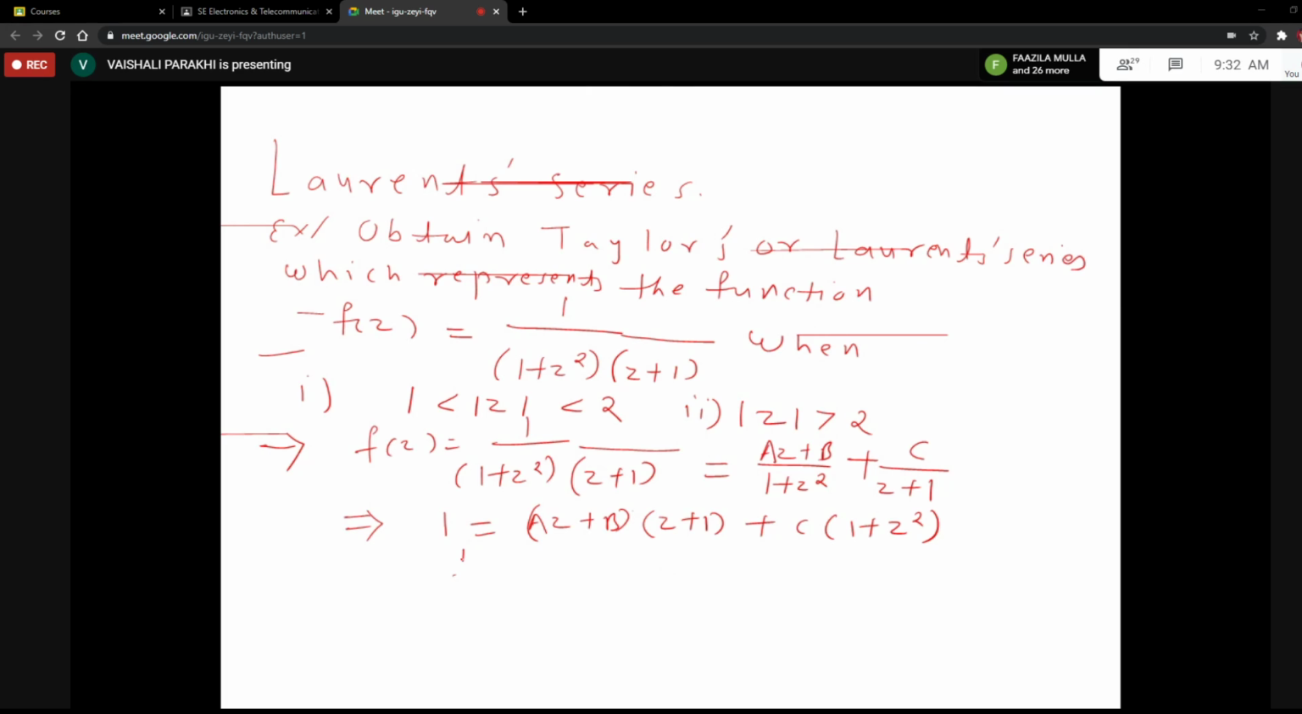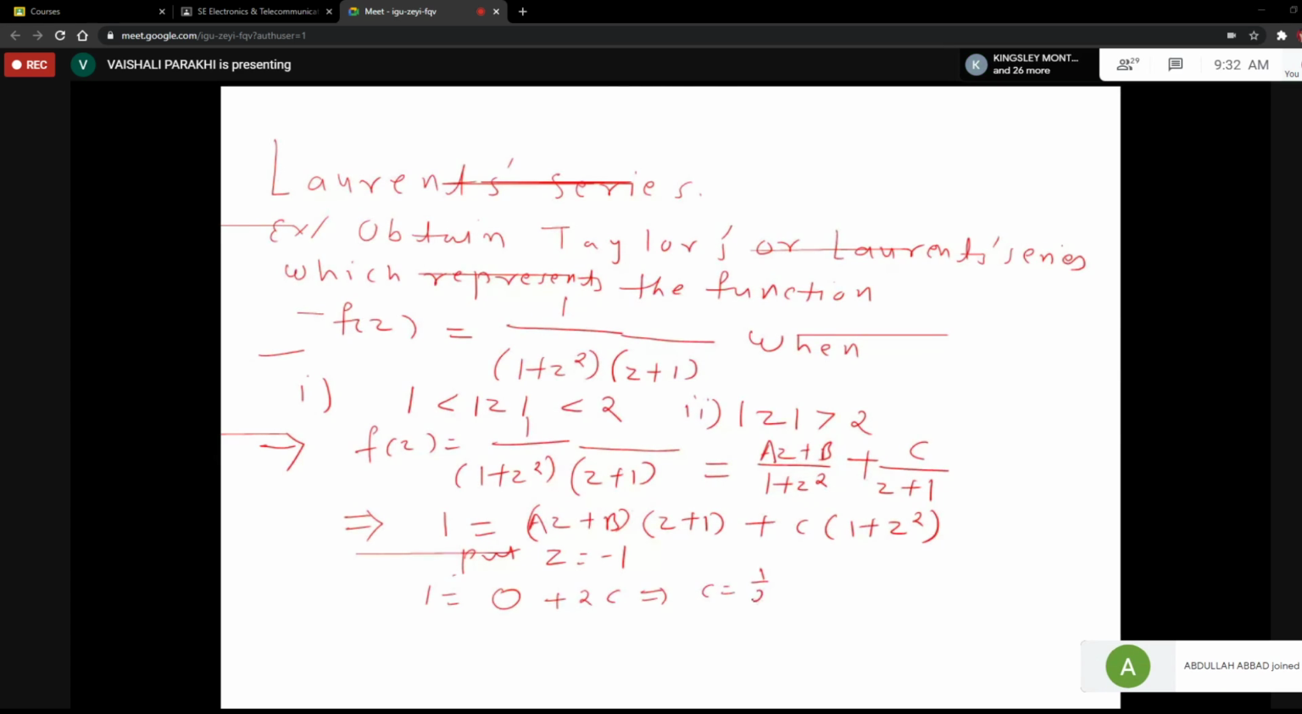Suppose I put z is equal to -1, then what will happen? 1 will be equal to, the first term will be 0, right? Because minus 1 plus 1 will be 0, plus (minus 1) square is plus 1. So 1 plus 1 is 2. So it will be 2c, and then you get c is equal to half, right? One value you got. Anything you are getting by putting z is equal to 0, let us check. It is just a trial and error method, students.